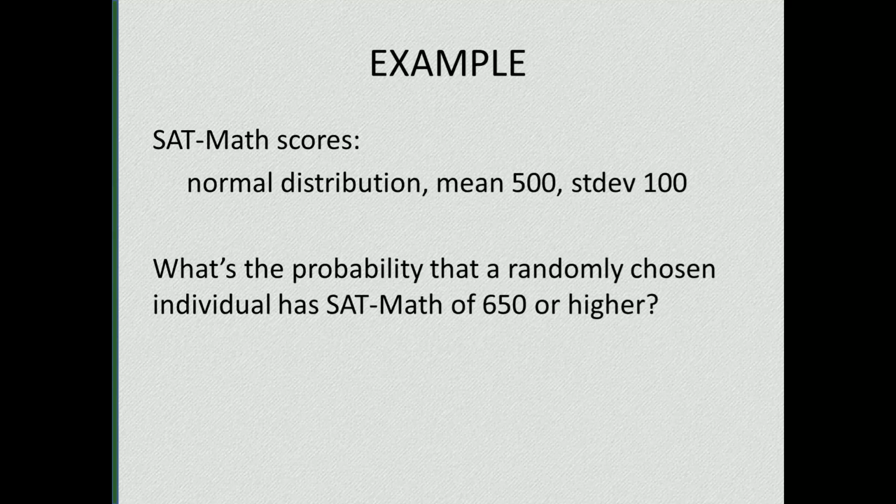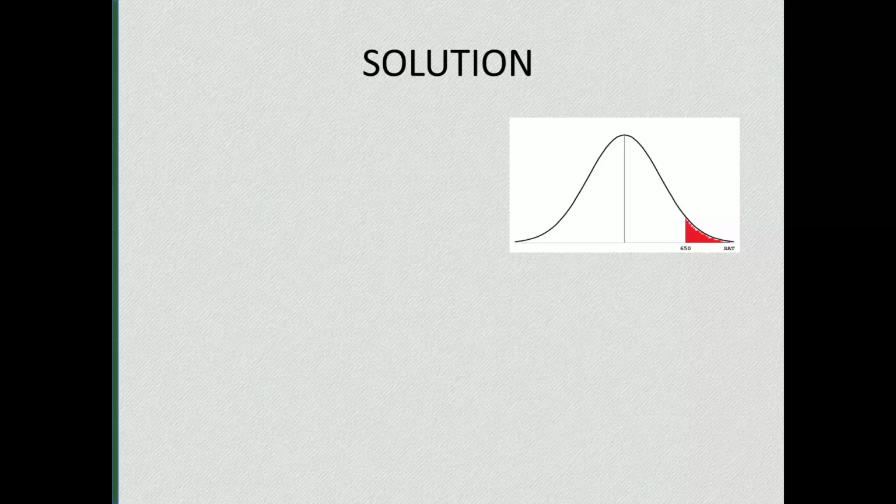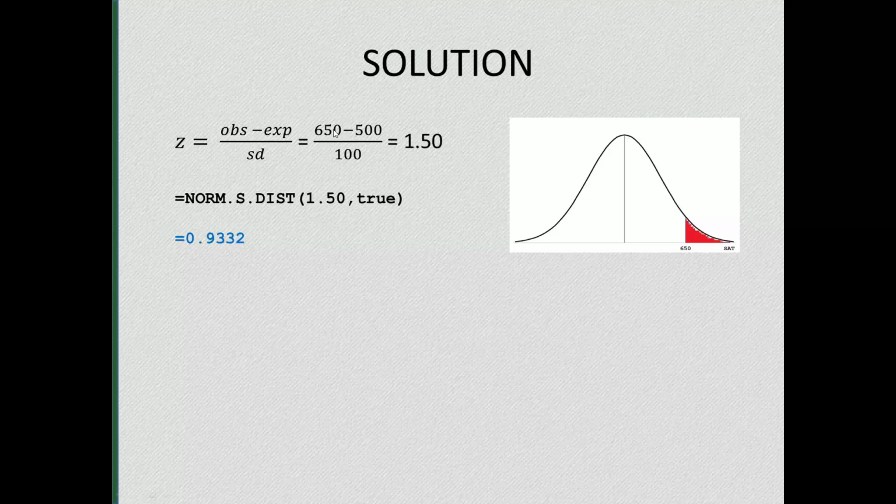I trust you began your solution by drawing a picture. Always, always, always draw a picture. We're looking for SAT scores of 650 or higher. The mean is 500. We're looking for this area under the curve. One way you could approach things is to find the z-score. 500's the mean. A 650 is 1.5 standard deviations above average.